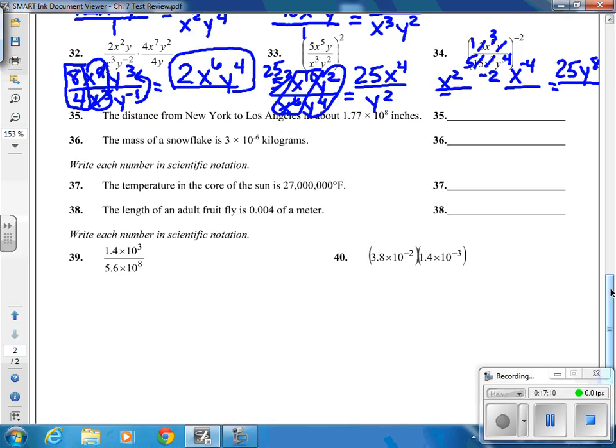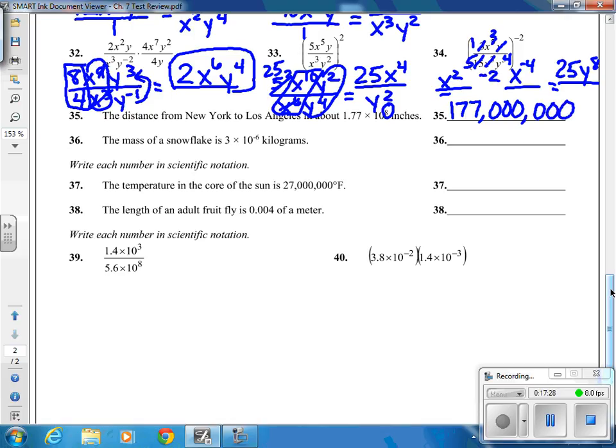For number 35, if I take 1.77 times 10 to the 8th and I make it into a regular number, remember the 8 tells you to move the decimal 8 places, and because it's a positive exponent, you're going to go to the right. So after you move your decimal 8 times, you should end up with 177 million. Please make sure your commas are in the right spots and that you have the right amount of zeros.